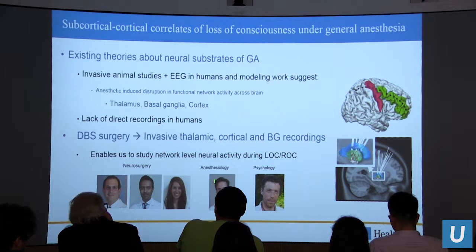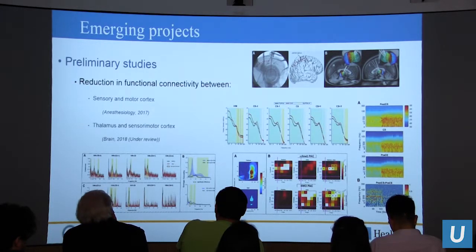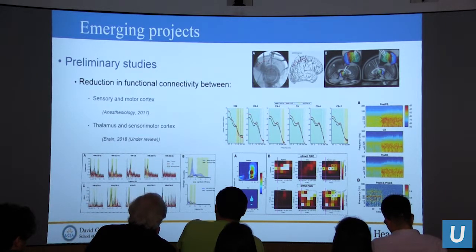With our team in neurosurgery, anesthesiology, and psychology, we are trying to record simultaneously from the DBS leads that are inserted in the basal ganglia. This is a GPi example, for example, and the cortical signals. And we have been trying to understand the concept of anesthesia. Our preliminary studies basically show that there is a reduction in functional connectivity across the sensory and motor cortices and between the thalamus and the sensory motor cortex. And some of our results have been published in Anesthesiology, and the most recent thalamocortical work is under review in Brain.